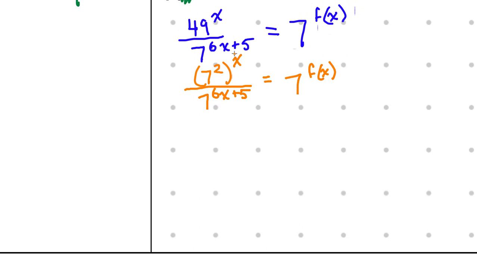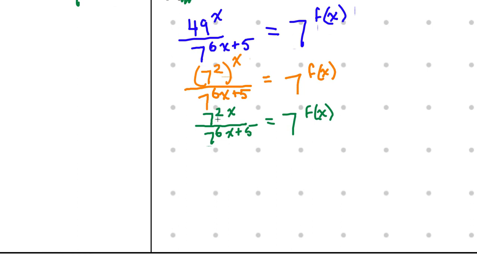All right, whenever I have a power to a power, that means I'm multiplying, which means this is now 7 to the power of 2x in the numerator. In the denominator, I haven't changed anything, it's still 7 to the power of 6x plus 5, and that's going to be equal to 7 to the power of f of x. Nothing over here has changed yet. Okay, now I have the same base here and here, 7 and 7.